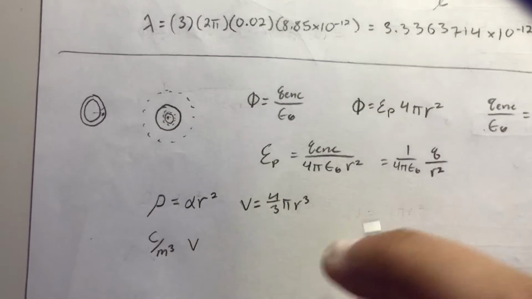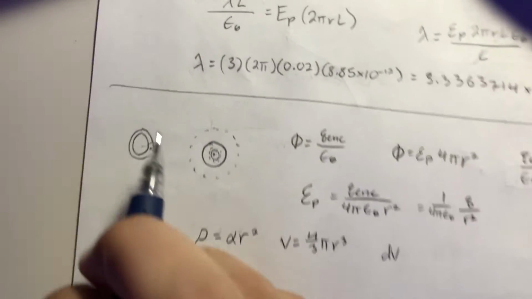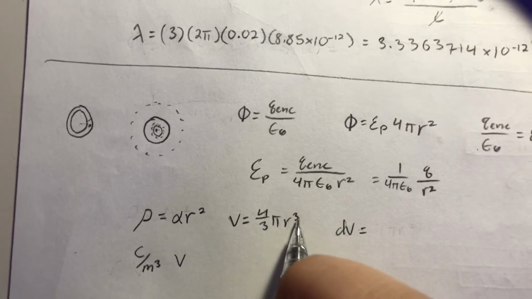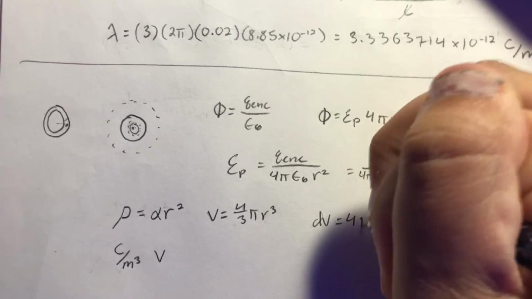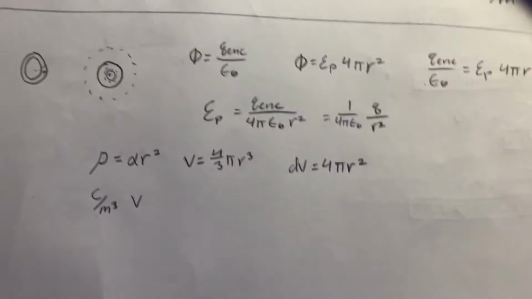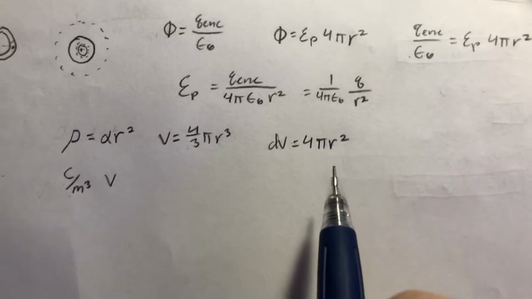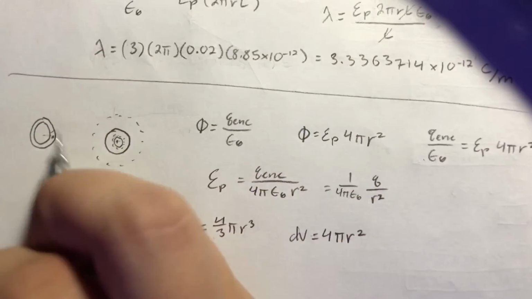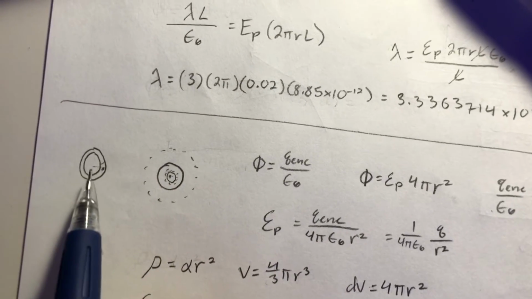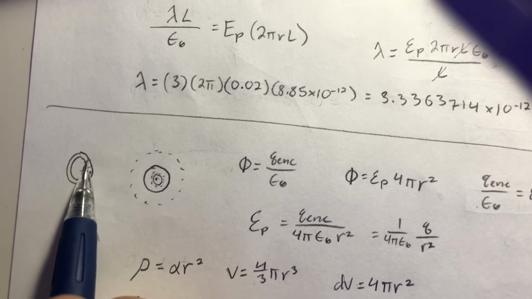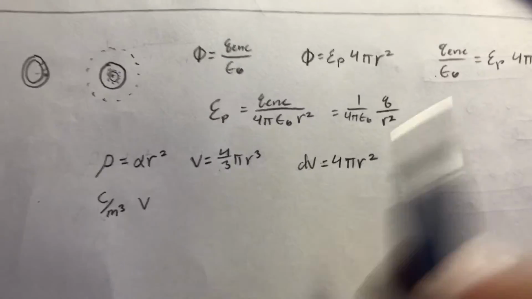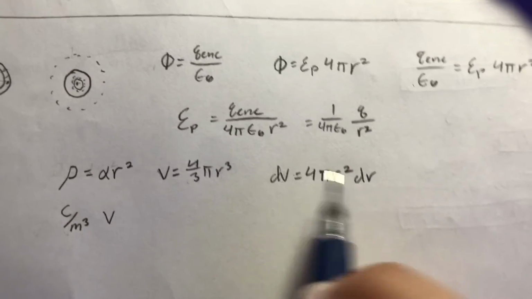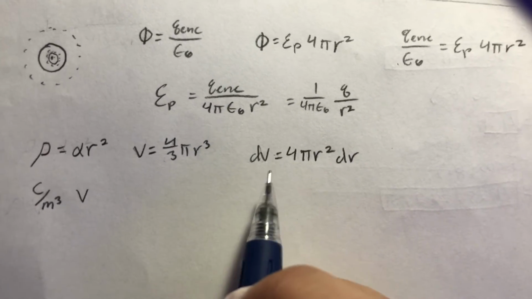Our dV, for our infinitely small volume, is just the derivative of this. By the power rule, we multiply by 3, so it's 4 pi r squared, which is the equation for the surface area of a sphere. That makes sense, because when we take these infinite pieces, it ends up being a shell, since the dr, which gives it its depth, is approaching 0. So that's also multiplied by dr, sorry. The surface area times dr gives us our infinitely small volume.